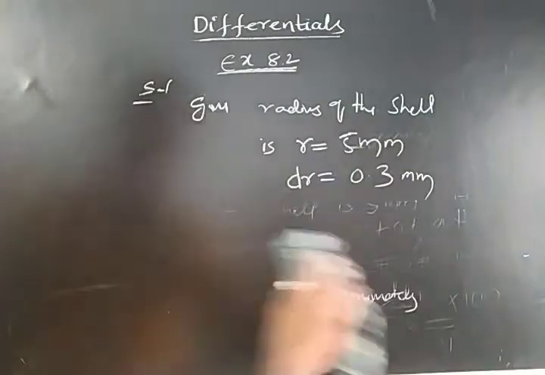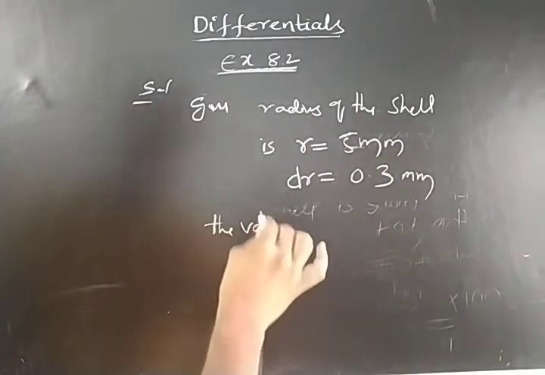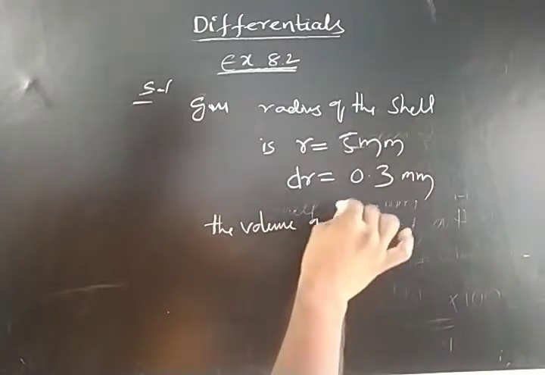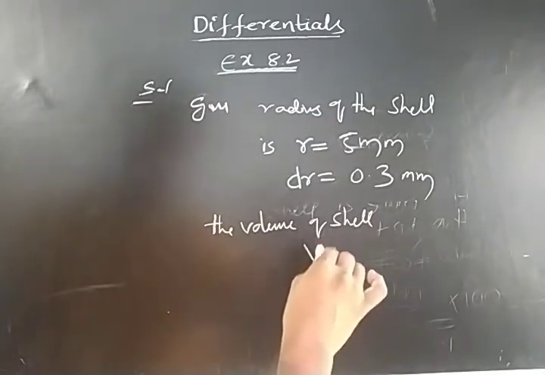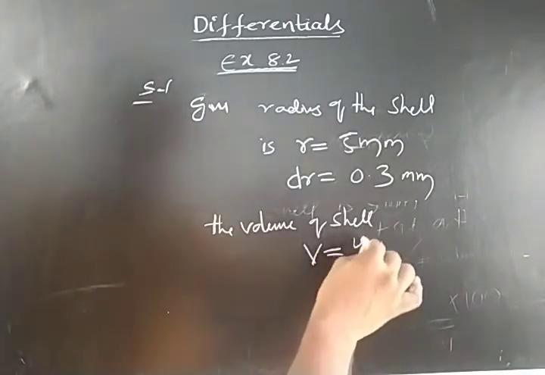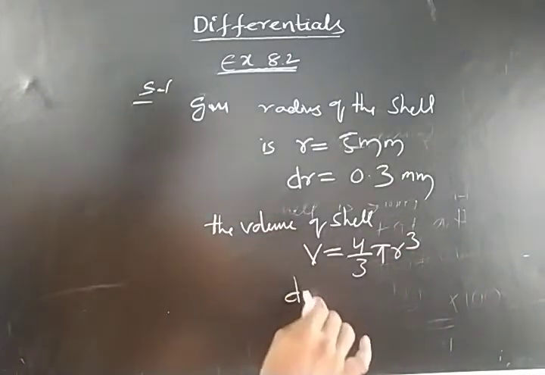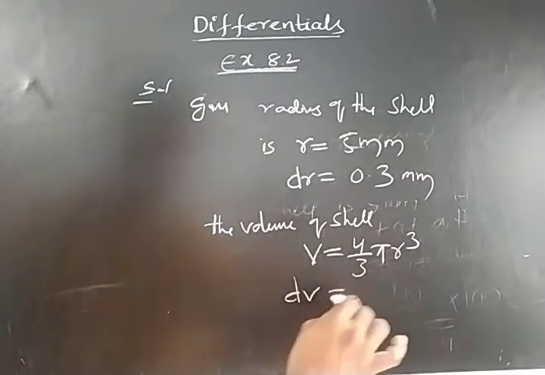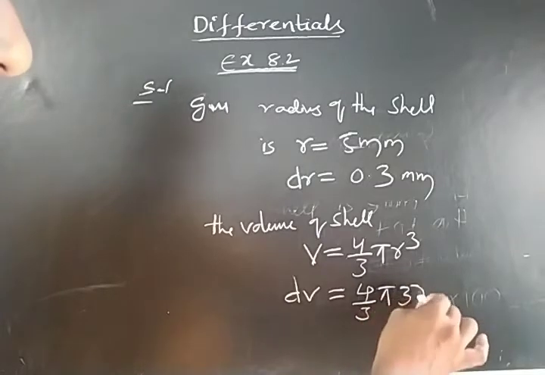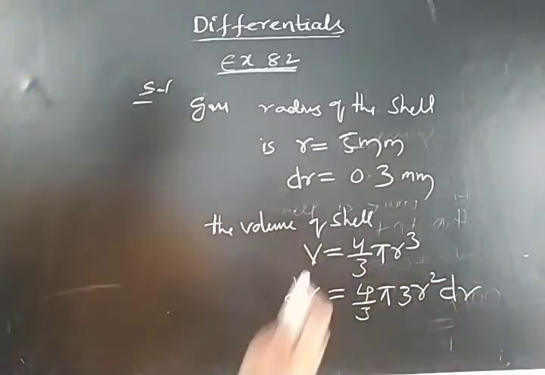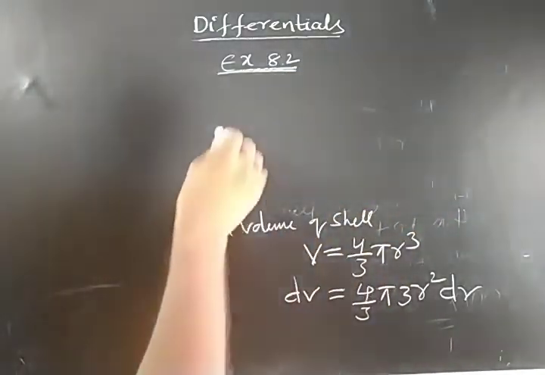Now we know that the shell is in the shape of a spherical shell, so denoting volume by V, V equals 4 by 3 pi r cube. Now differentiate on both sides, so dV equals 4 by 3 pi into 3 r square dr. So here substitute the r value and dr value, you will get the change in volume.